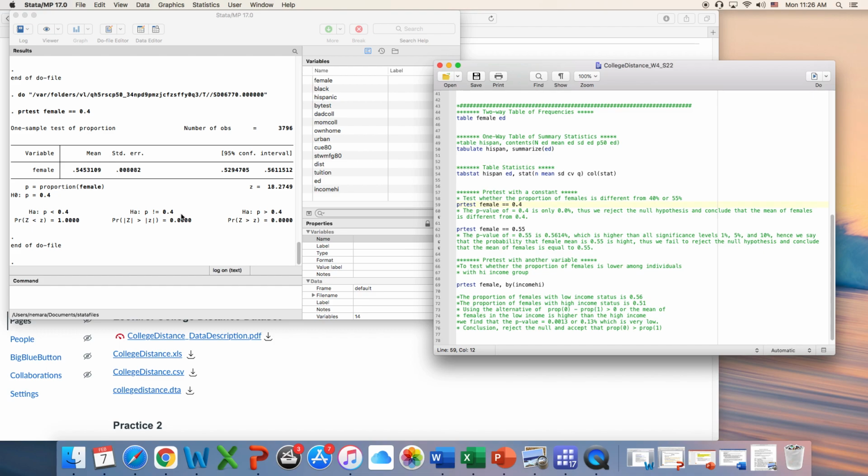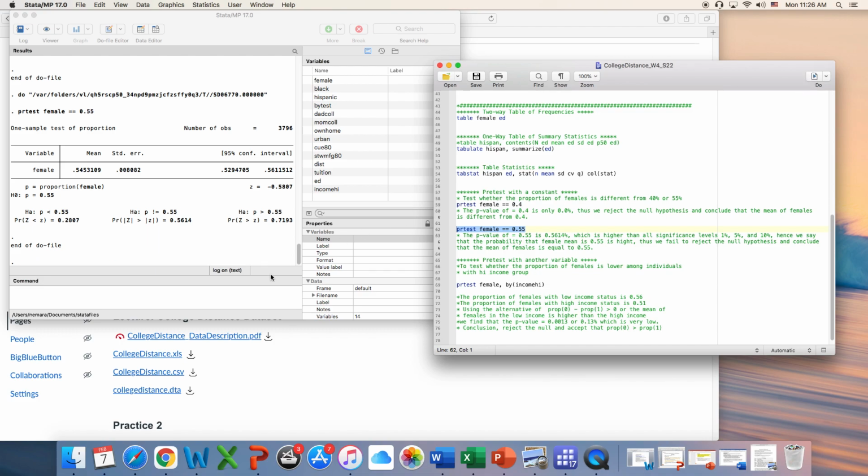You can also look here and say that, where is it, 0.4. I'm writing here in green to make your life easy. So the p-value of 0.4 is only 0%. Thus, we reject the null hypothesis and conclude that the mean of female is different, so it's not equal to 0.4. How about if we test that it's equal to 0.55, which is close to the actual number, right?